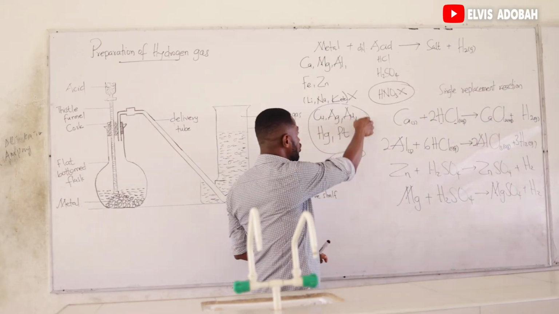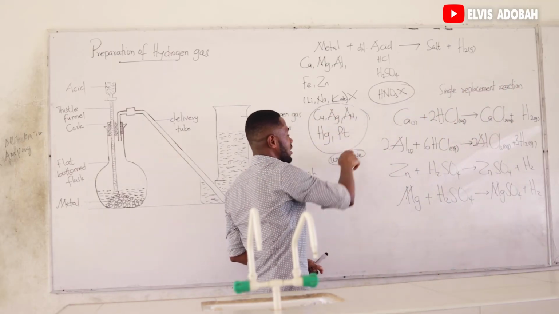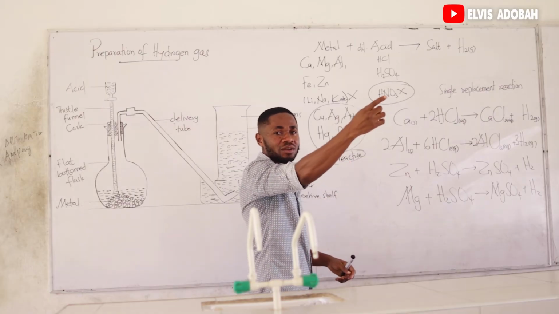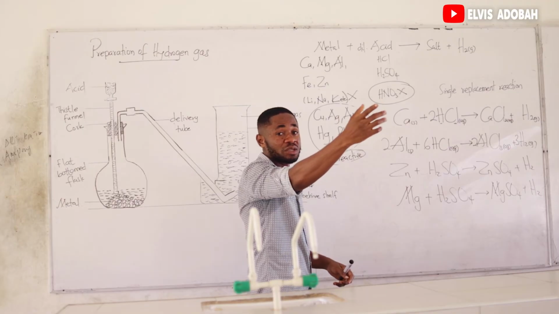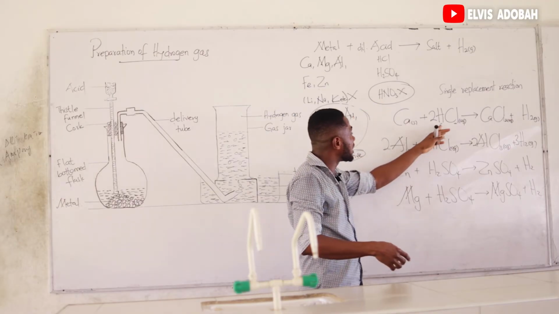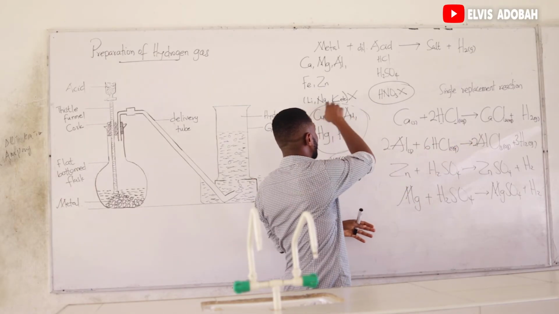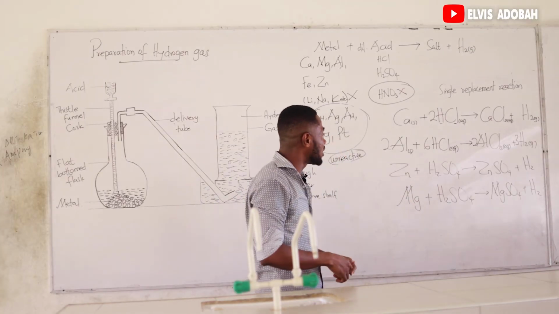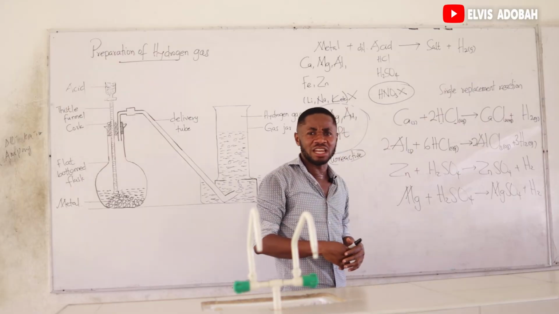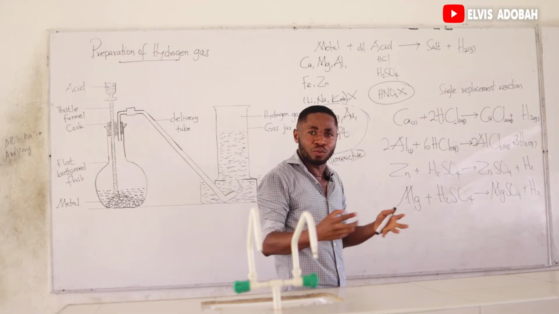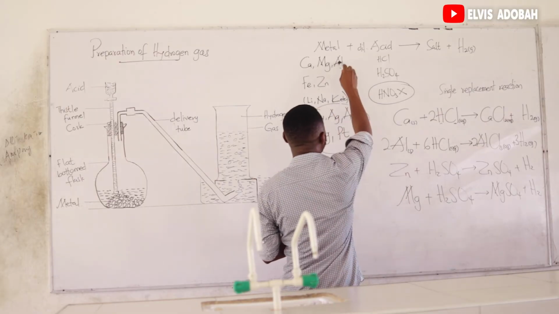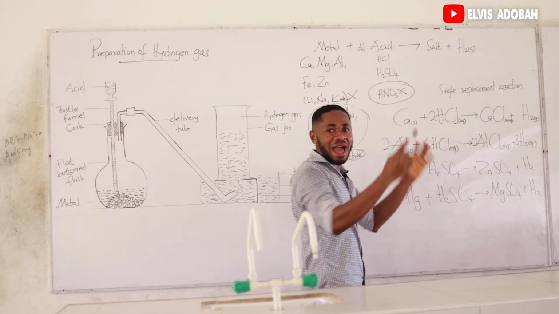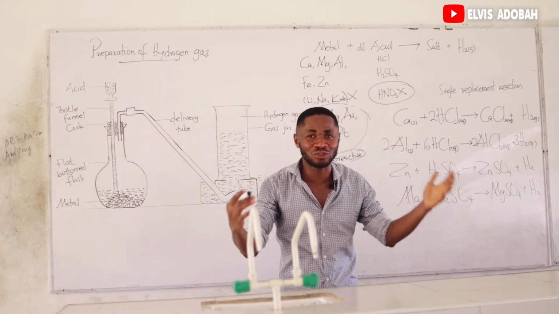It's the reason why we don't use these metals for the reaction. It's the reason why we are saying these metals are unreactive. Simply because hydrogen is even more reactive than these metals in this series. So we don't use them for this experiment. So if you are asked to state any two substances that can react to produce hydrogen gas, you can mention any of these metals and any of these acids, and you are good to go.